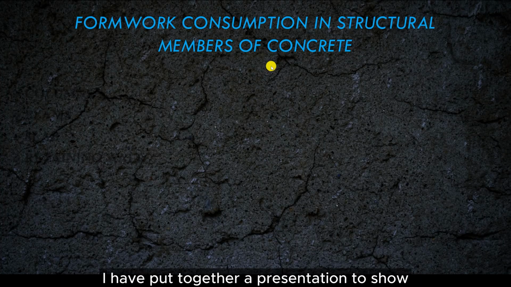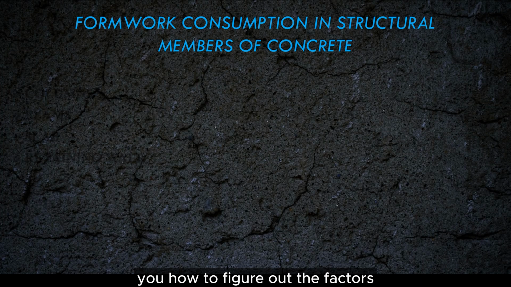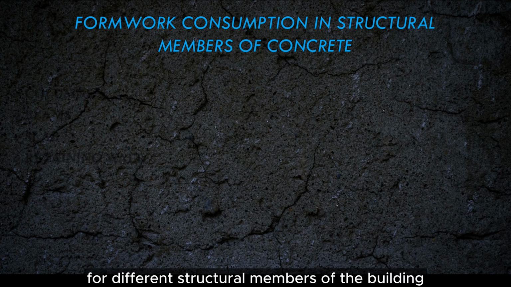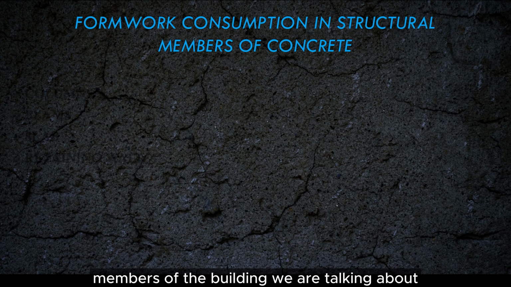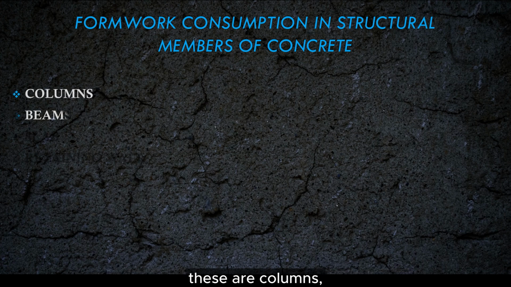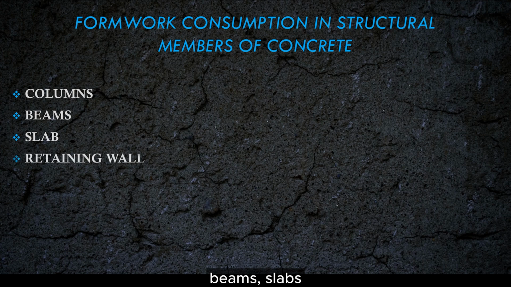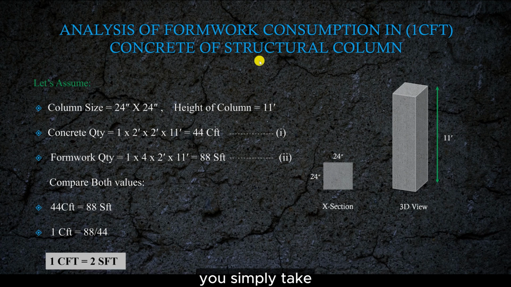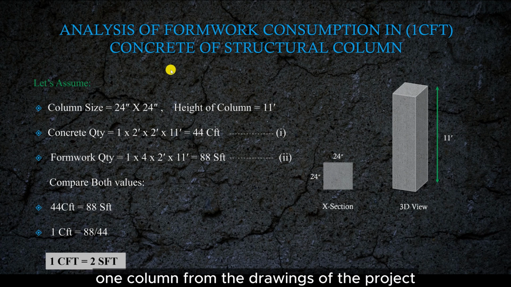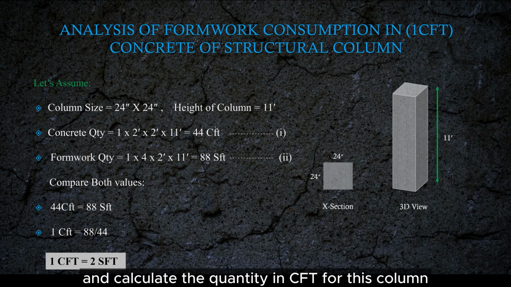I have put together a presentation to show you how to figure out the factors for different structural members of the building. First, let me tell you what are the structural members of the building we are talking about. These are columns, beams, slabs, and retaining walls. Now, if you want to calculate the factors for columns, you simply take one column from the drawings of the project and calculate the quantity in CFT for this column.